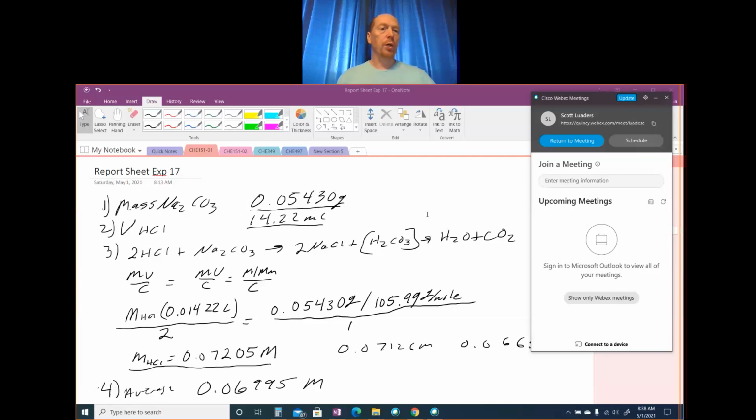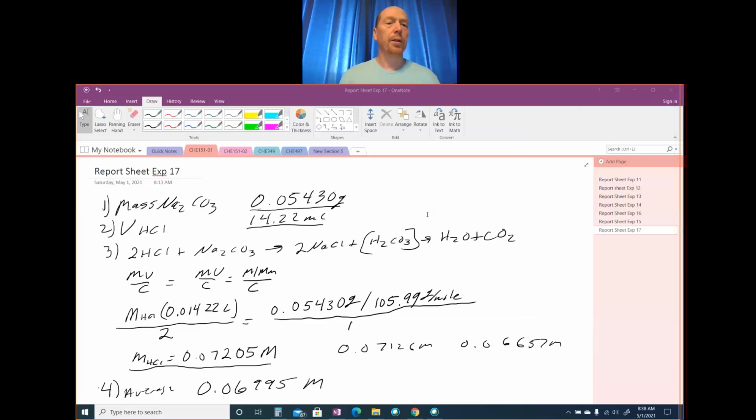All right, we're going to go through report sheet experiment 17. So number one is just data, mass of your sodium carbonate you weighed out. Two, also data, the volume of HCl required to reach the endpoint. Three is a calculation. You have to use your balanced chemical reaction where 2 HCl react with the sodium carbonate.